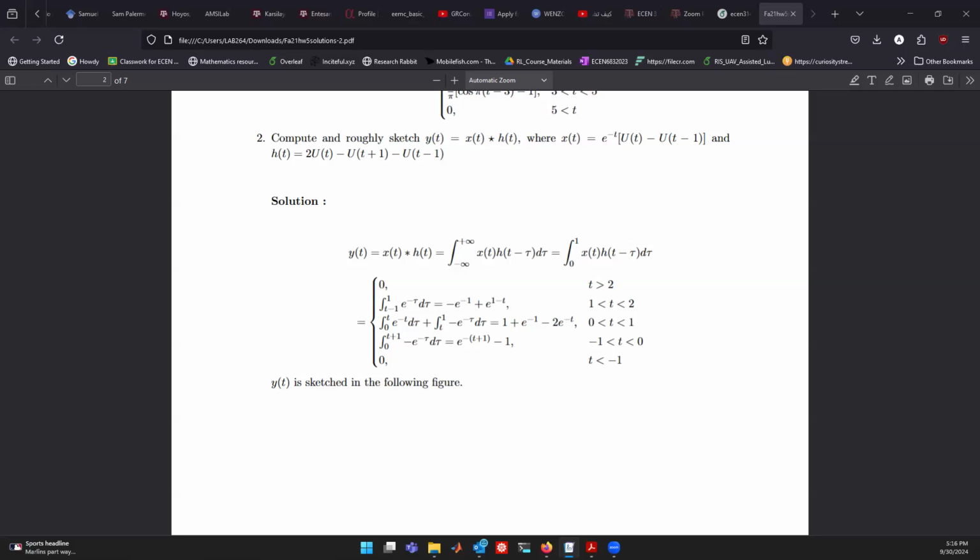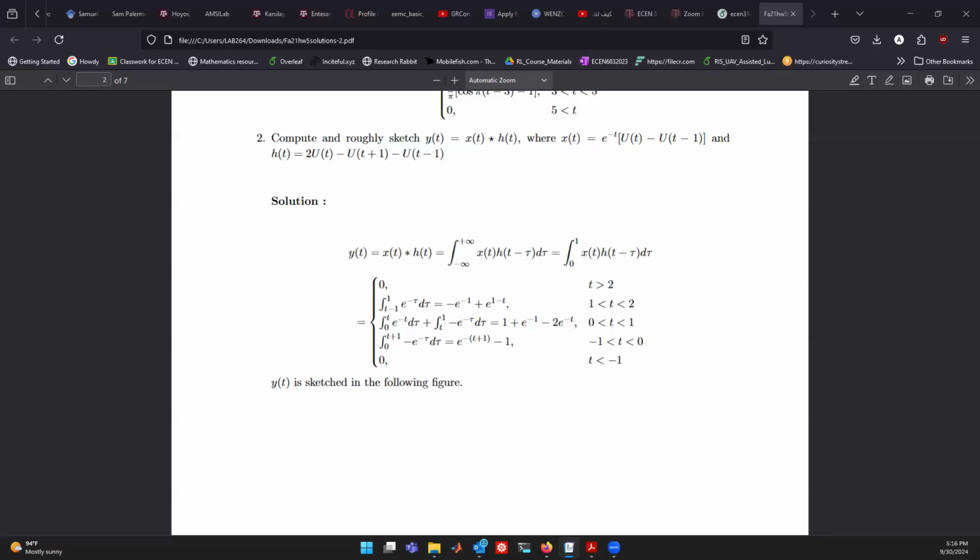And then finally, when t is less than minus 1, we'll have 0. If we have shifted this impulse response by more than 1 to the left, there will be no overlapping. The impulse response will be somewhere here, and we will have no overlapping between the two. So the integral on this interval will be 0.